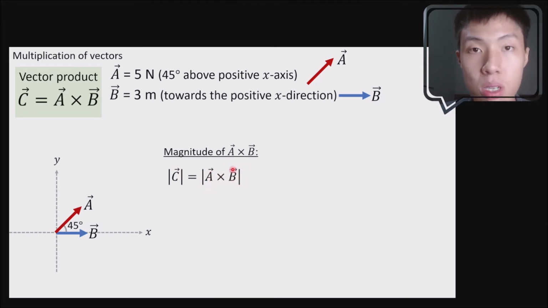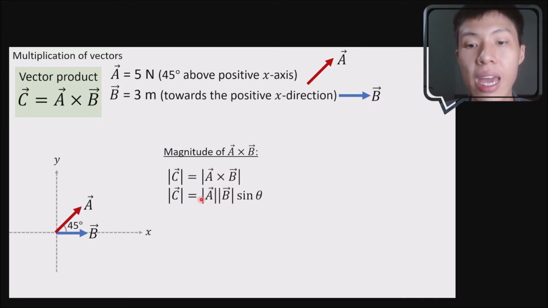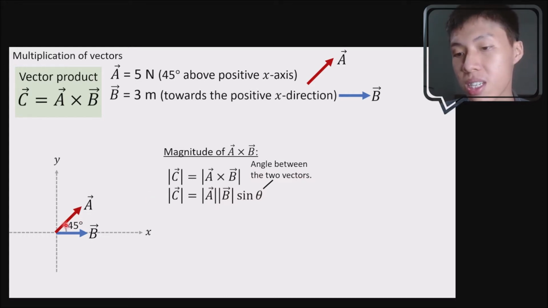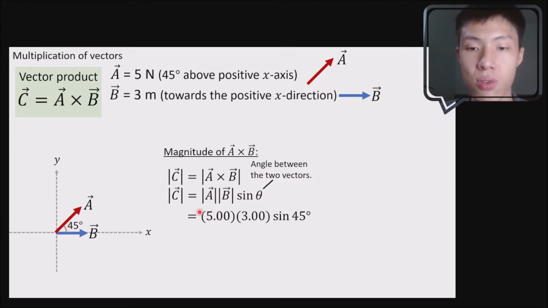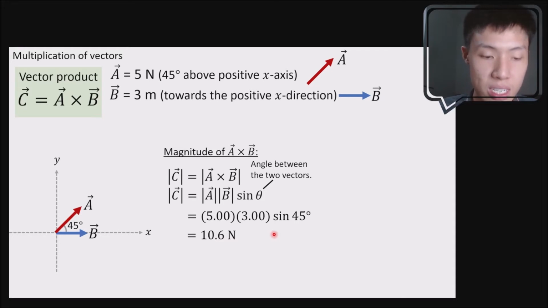And we can find the magnitude of A cross B by using the formula AB sine theta. So this is fixed. If you are finding the magnitude of A cross B, find it using AB sine theta: magnitude of A, magnitude of B times sine theta. Again, the theta here represents the angle between the two vectors. In this case, it's 45 degrees. So again, we substitute in the values. Magnitude of A is 5 Newton. Magnitude of B is 3 meter, times sine 45 degrees. As shown here, we calculate the answer to be 10.6 Newton meter. So this is the magnitude.